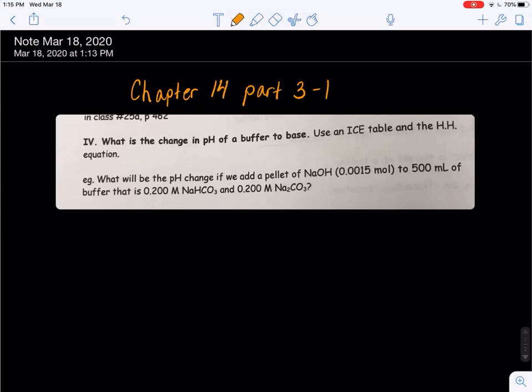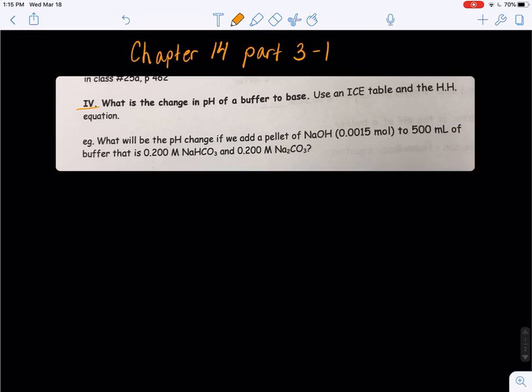Okay, this is the last part of Chapter 14. We've got a couple lectures on this. This is part 4 in your lecture guide, and we're here discussing what is the change in pH after we add base or acid to a buffer.